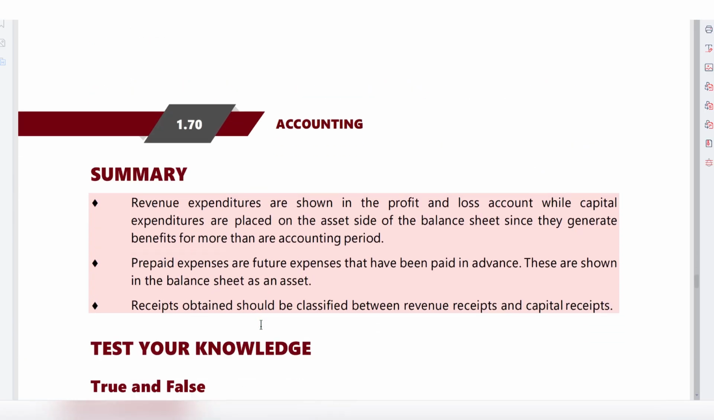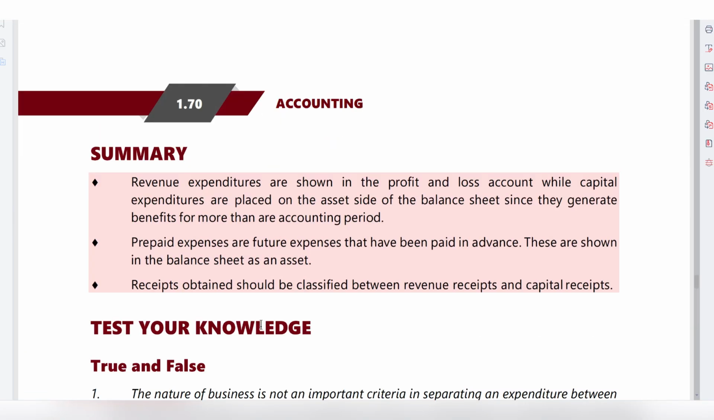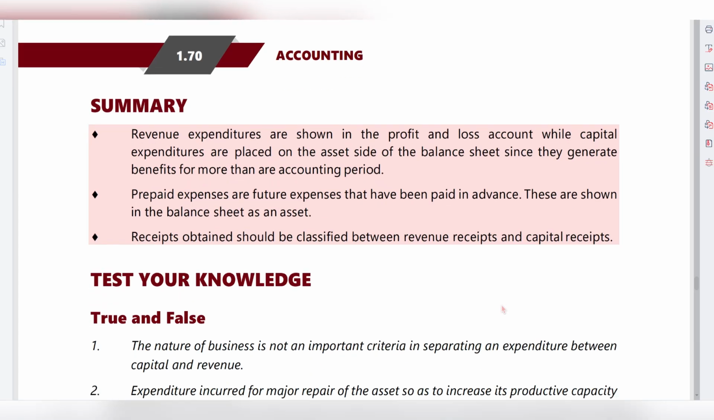Okay. So this is an overall brief overview of capital expenditure or revenue expenditure and capital receipt or revenue receipts. So in summary, we can say revenue expenditures are shown in the profit and loss account while capital expenditures are placed on the asset side of the balance sheet since they generate benefits for more than one accounting period. Prepaid expenses are future expenses that have been paid in advance. These are shown in the balance sheet as an asset. Receipts obtained should be classified between revenue receipt and capital receipt.